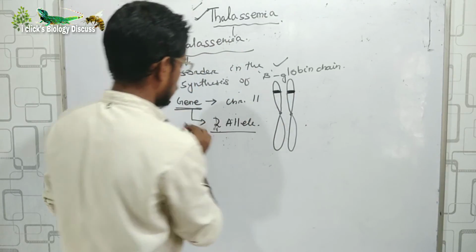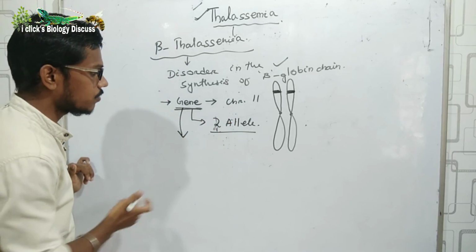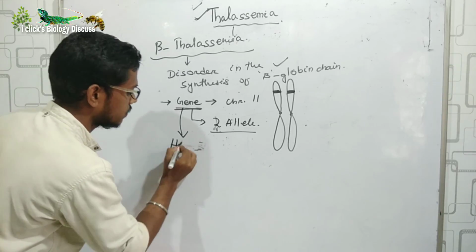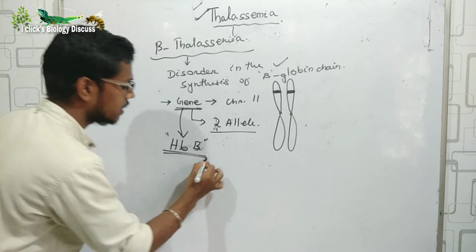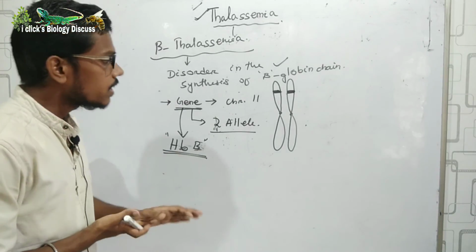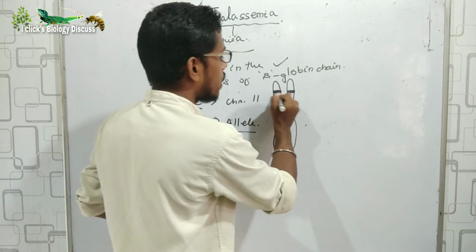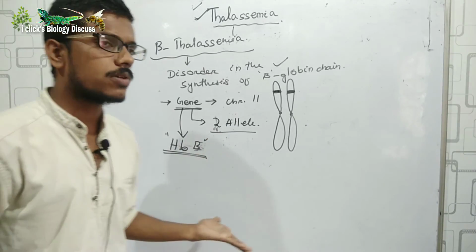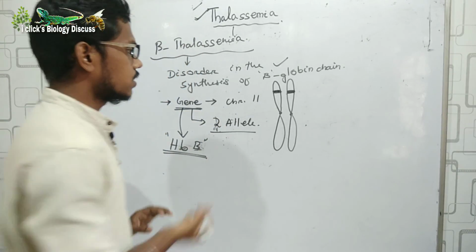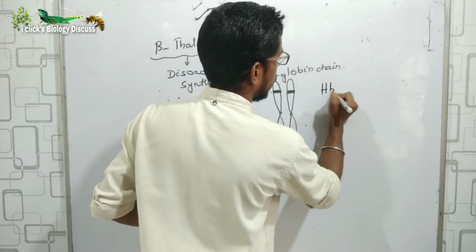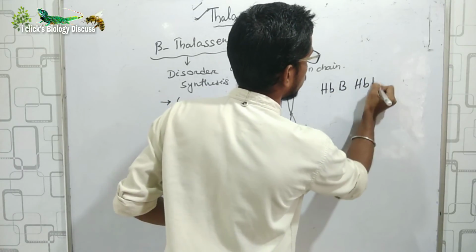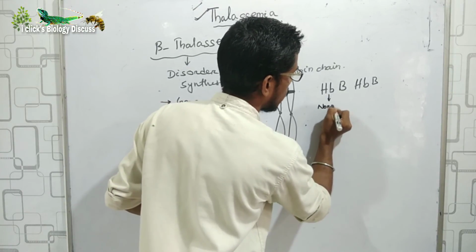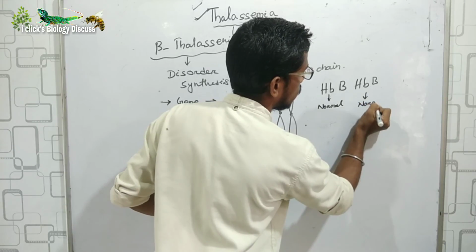Let's give a name to this gene: the HBB gene. Let me write this, HBB gene. If both the alleles are not affected, then there will be a much greater amount of beta globin chain synthesis. Thus, if both alleles are normal, then it will be HBB HBB. This is a normal allele, and this is also a normal allele.